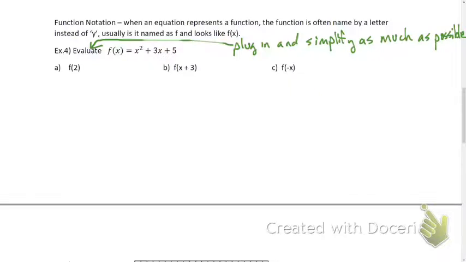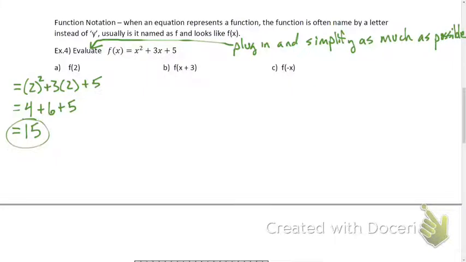So on part A, we plug in a 2. And we get 4 plus 6 plus 5. Our answer is 15. So that one's pretty simple. Most people do well on that. But on questions like B and C, people tend to struggle and do too much work. We're going to plug x plus 3 in anywhere we see an x. Otherwise, we're just copying what I typed above.